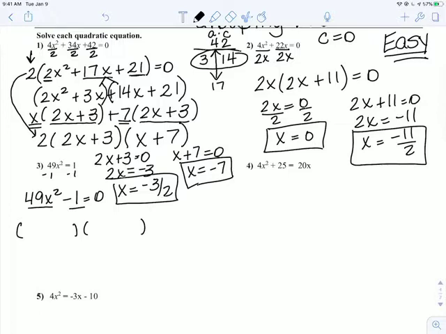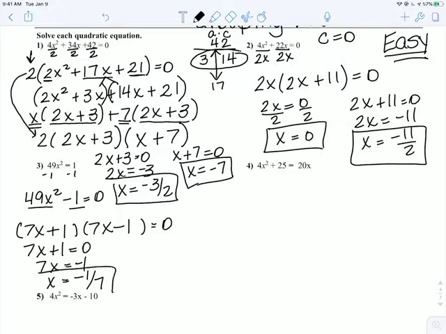You take the square root of the first term, and the square root of 49x squared is 7x, and you put that as your first term. Then you take the square root of the second term, which would be 1, and then you just alternate the signs. And there are your 2 factors. And again, you set each factor equal to 0 and you solve. So one of my solutions is negative 1/7. And the other solution is going to be positive 1/7.